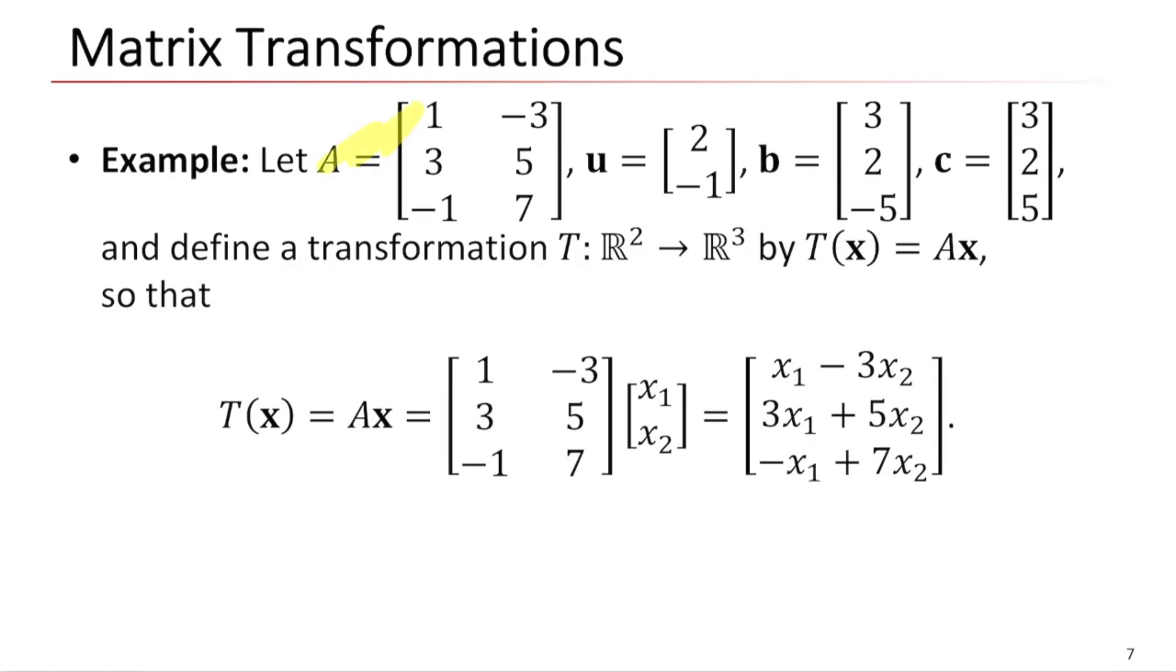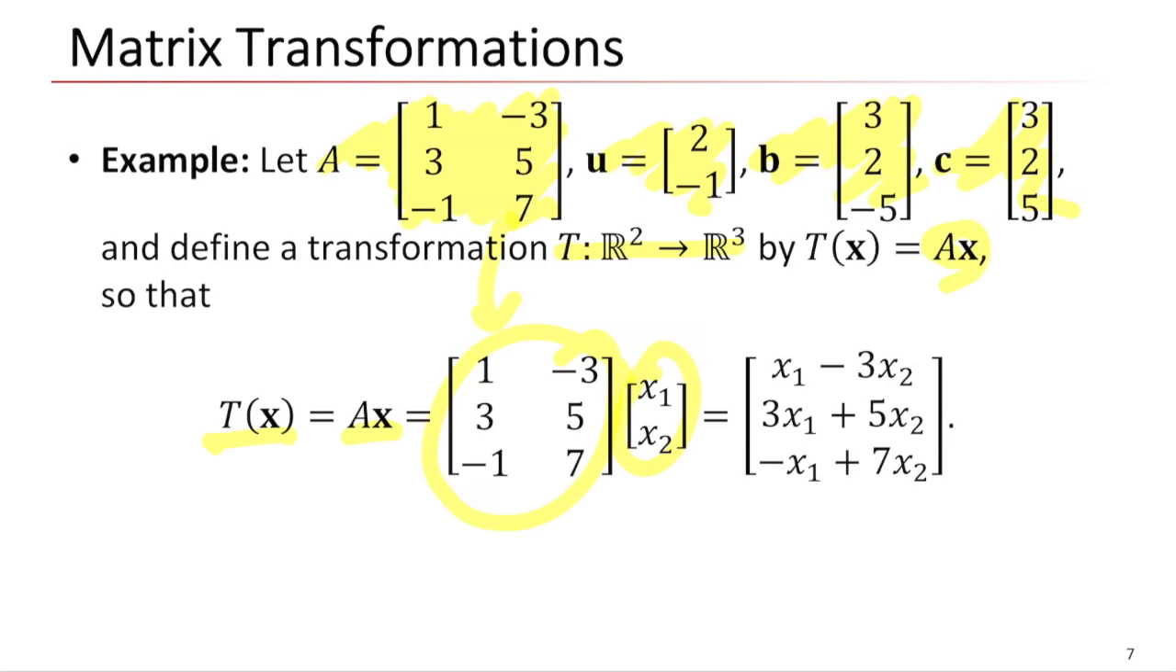Let's say matrix A is equal to something like this, and there are some vectors: vector u, vector b, and vector c. First of all, let's define the transformation T from R2 to R3 by the matrix transformation Ax, or A times x. Then we can represent this transformation T of x as A times x. What was the A? A is here, right? We don't know the vector x yet, so let's say x1, x2.